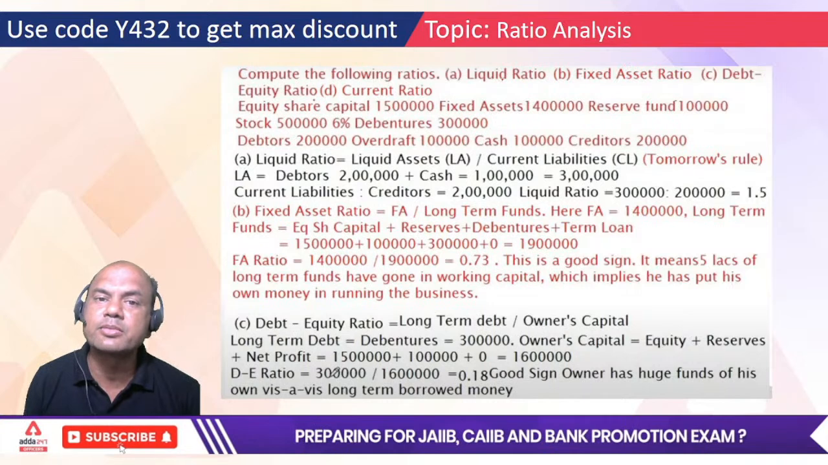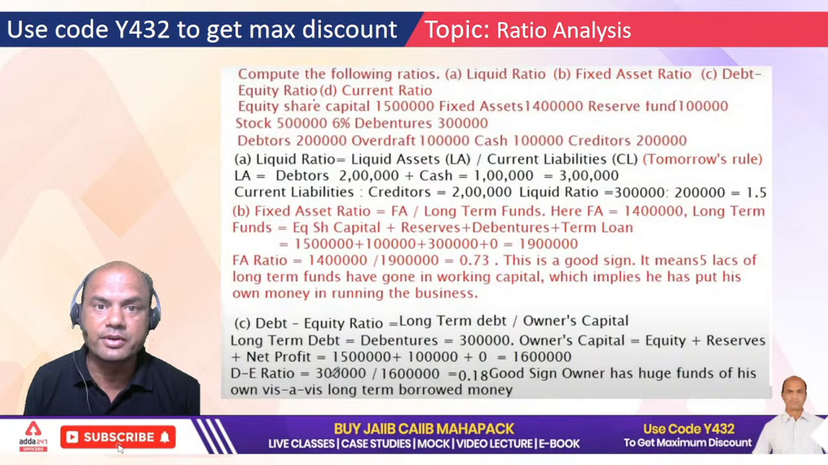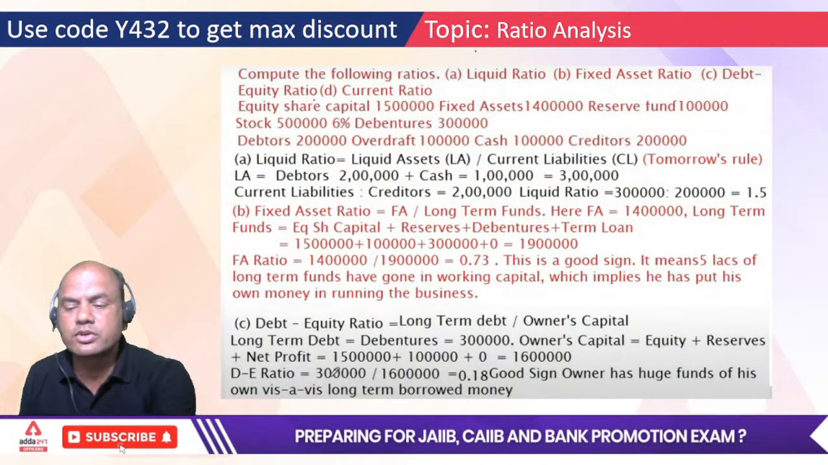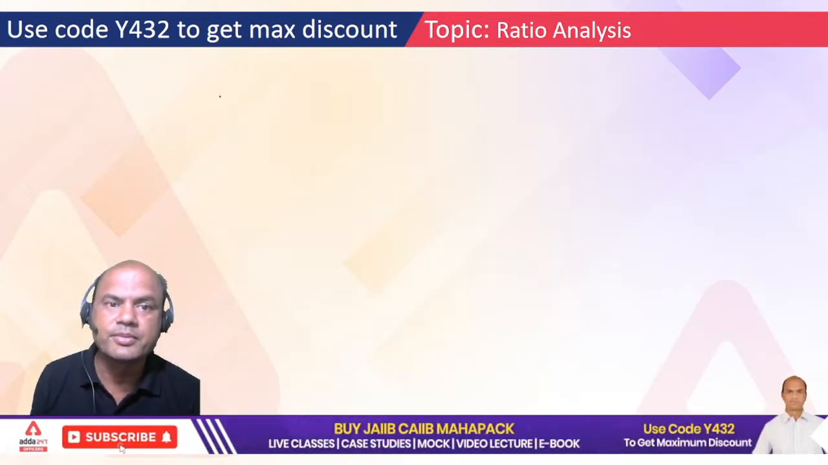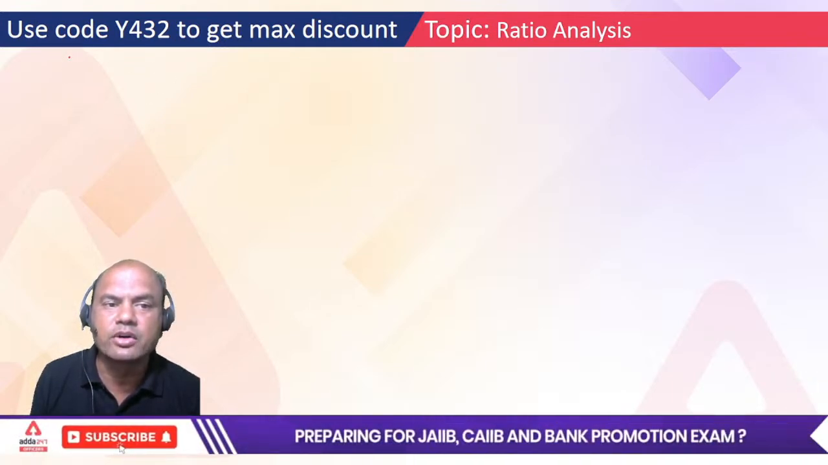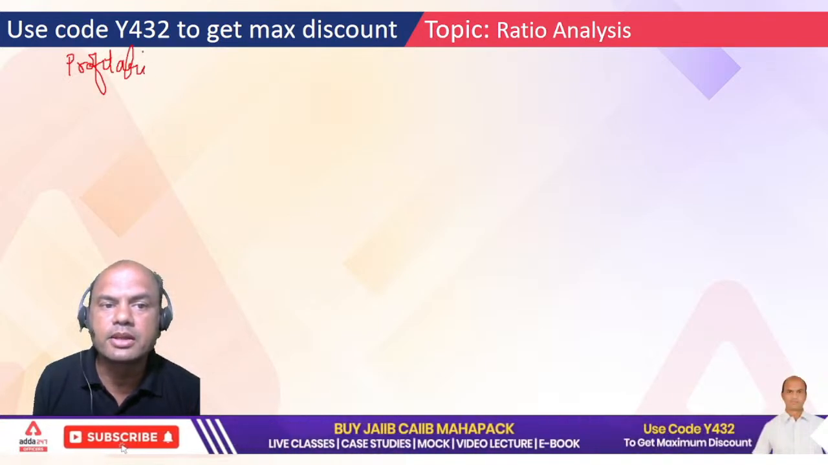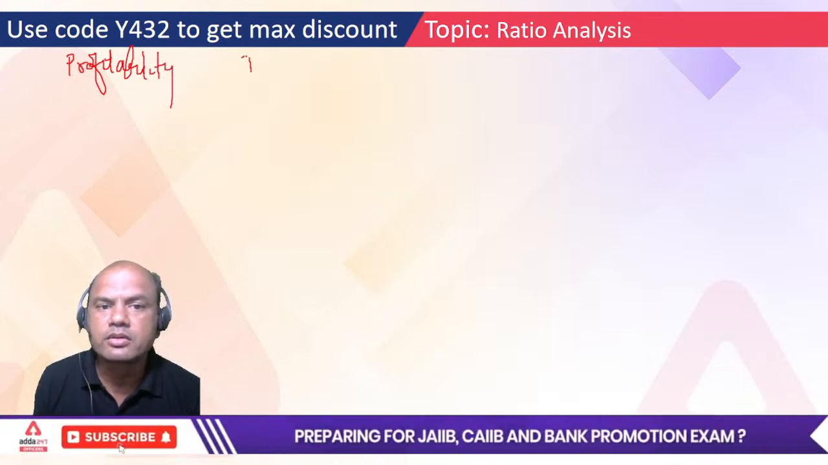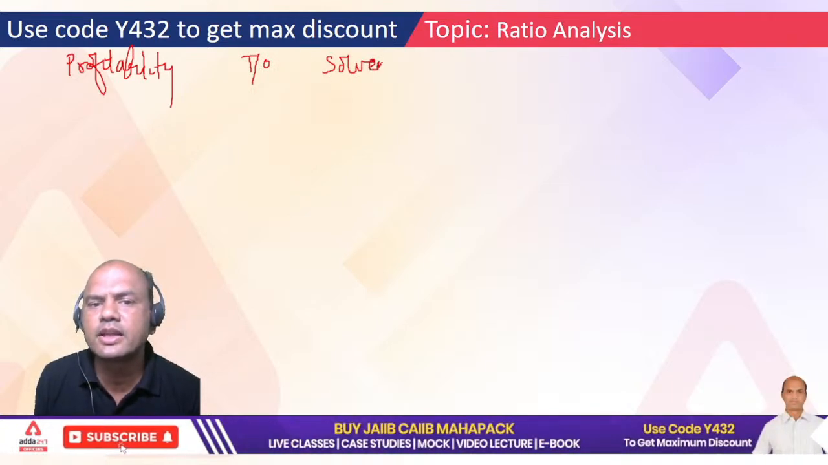Now what is the difference between all these ratios? I have taken a separate video on this, so kindly follow that video. Ratio analysis, bifurcation. In short, there are 3 types of ratios. One is profitability. Second is turnover. And third is solvency. These are the 3 types of ratios in any ratio analysis.